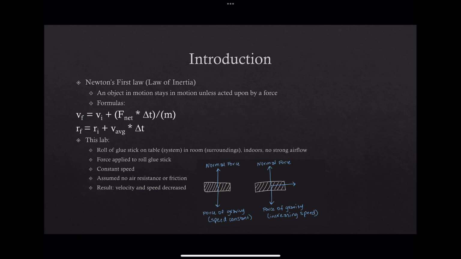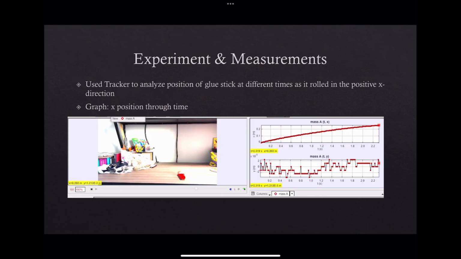So in order to analyze the position of the glue stick through time as it rolled across the table, Tracker was used to analyze a video recording of the glue stick and plot the position versus time. As we can see, the glue stick moved to the right in the positive x direction, which is shown by the positive slope of the graph.